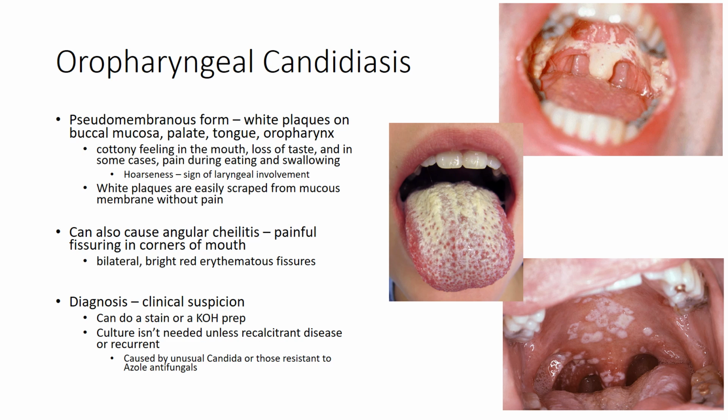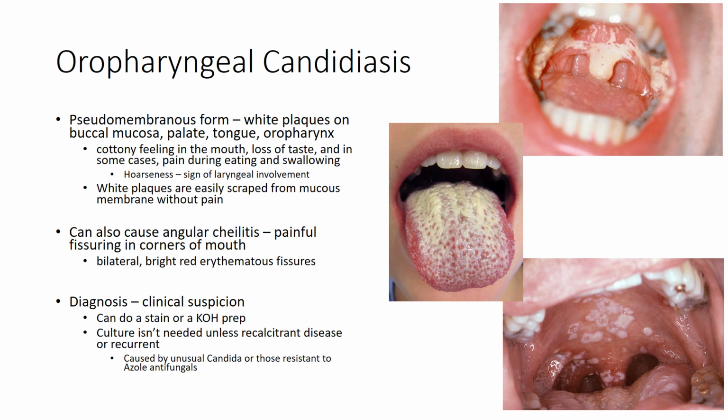One of the other considerations is that if it does cause hoarseness, that's a sign of laryngeal involvement, and that doesn't necessarily change the treatment, but it is important to note in terms of how far this has progressed. Those white plaques are actually really easily scraped from the mucous membranes. You could take a tongue depressor and rub it across the tongue and remove all of those without any pain.